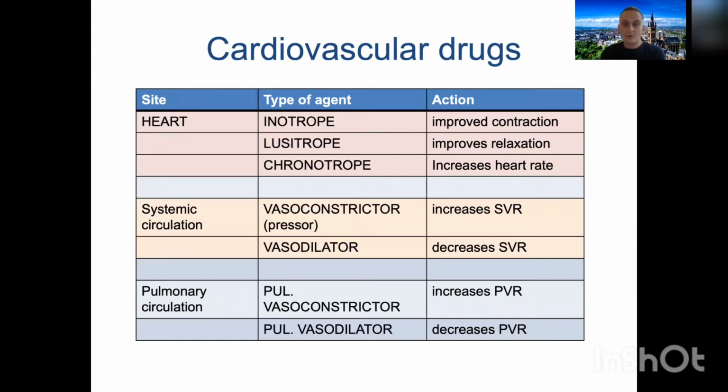And in the heart, we call drugs that improve contraction inotropes. That's a very specific action that we're describing there. Drugs that improve relaxation, lusitropes. Drugs that improve heart rate, chronotropes. In the systemic circulation, vasoconstrictors will increase systemic vascular resistance. We might also call those pressors. Vasodilators will reduce systemic vascular resistance. Similarly, in the pulmonary circulation, pulmonary vasoconstrictors or pulmonary vasodilators.